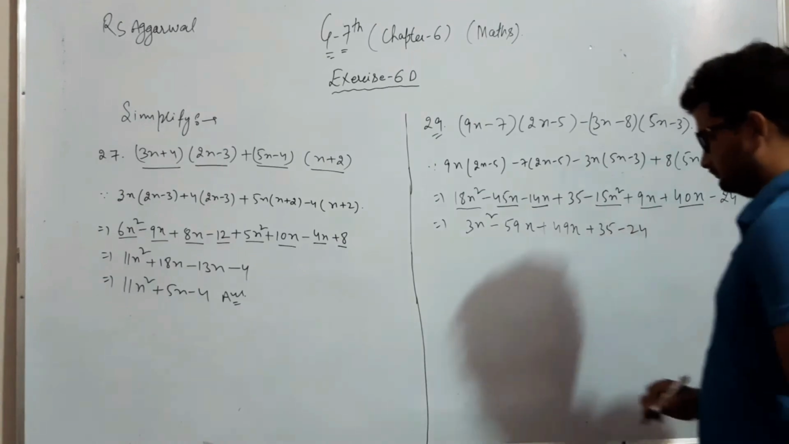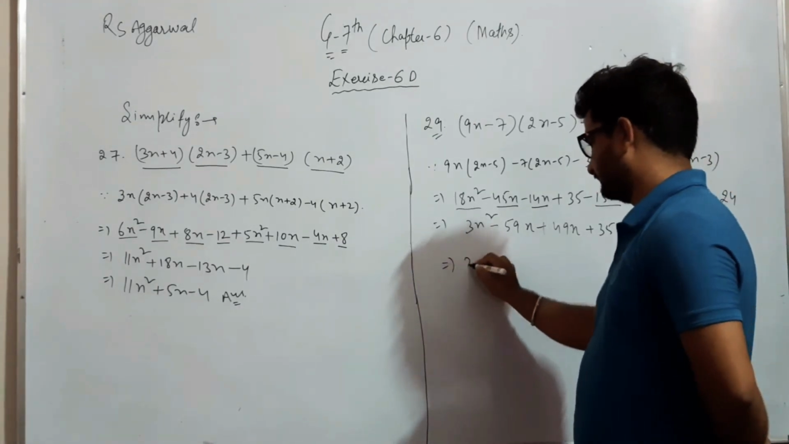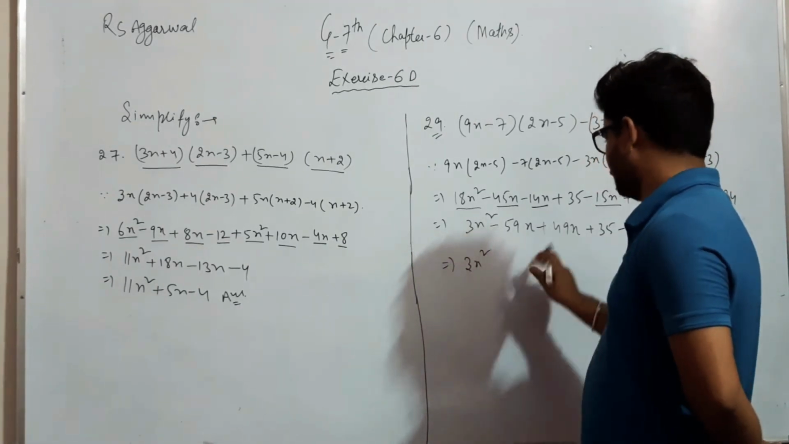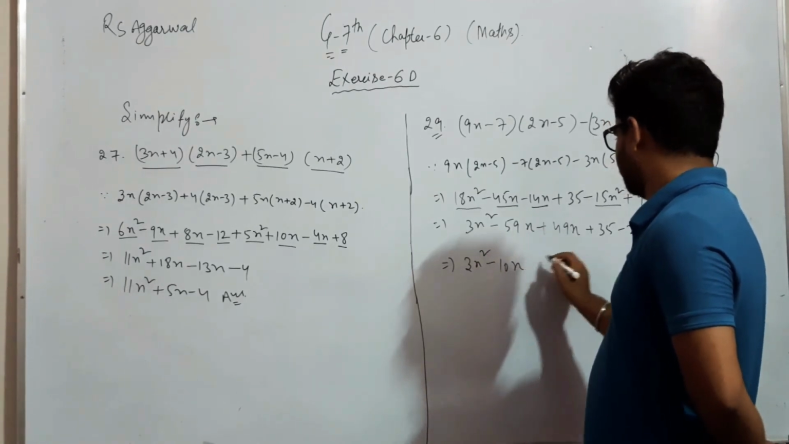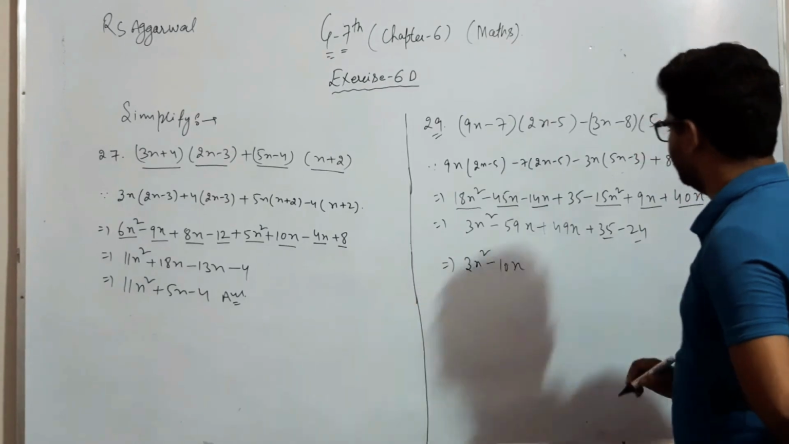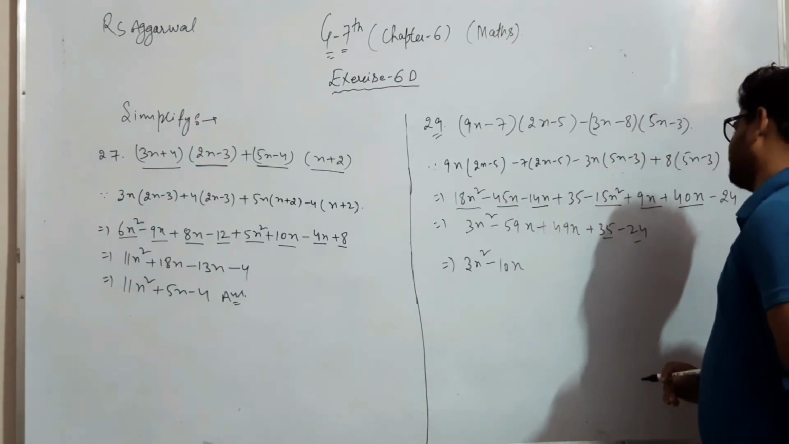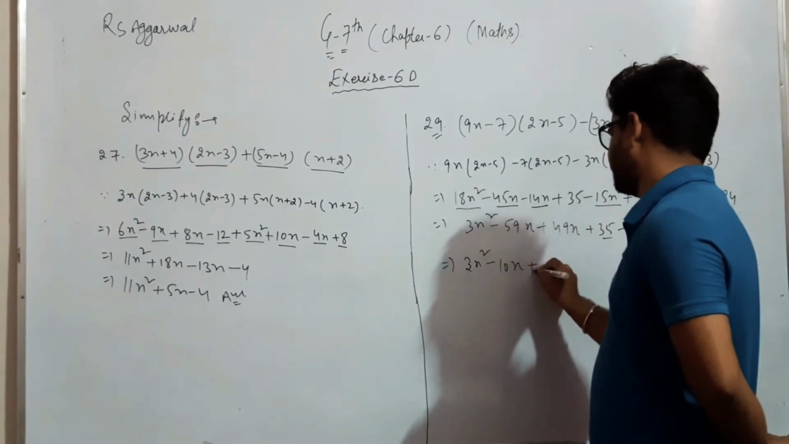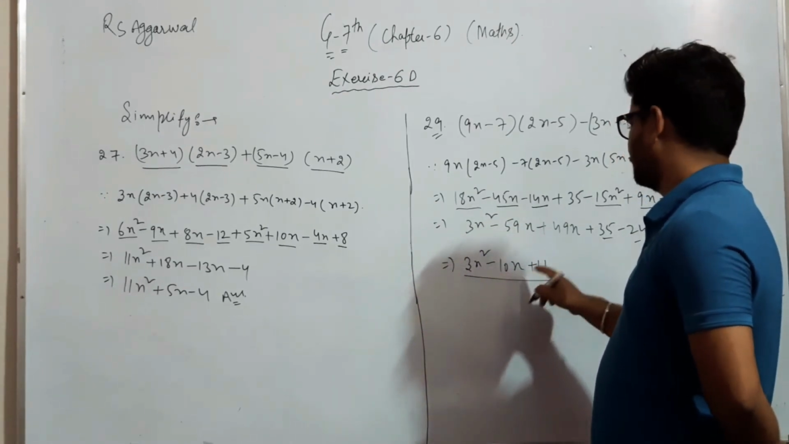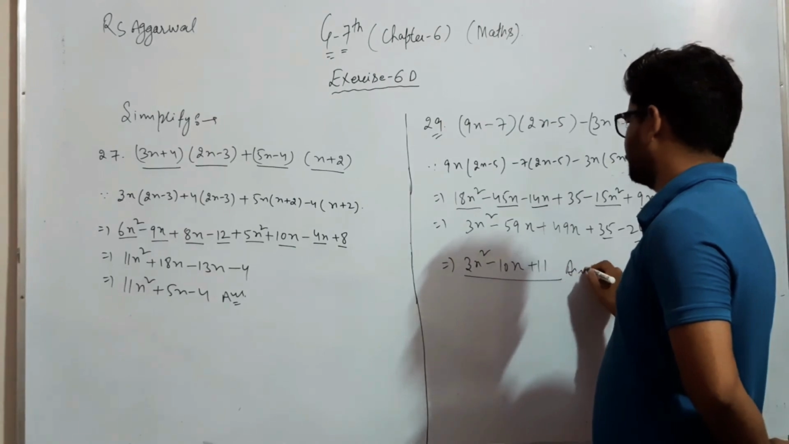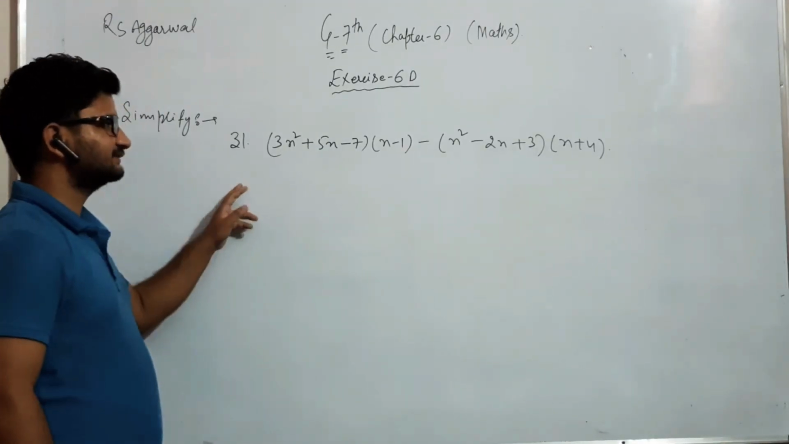So now in the next step, 3x square, 59 minus 49, this is minus 10x, 35 minus 24 will be 11, so plus 11. So the answer will be 3x square minus 10x plus 11. So this is the last question of this exercise.